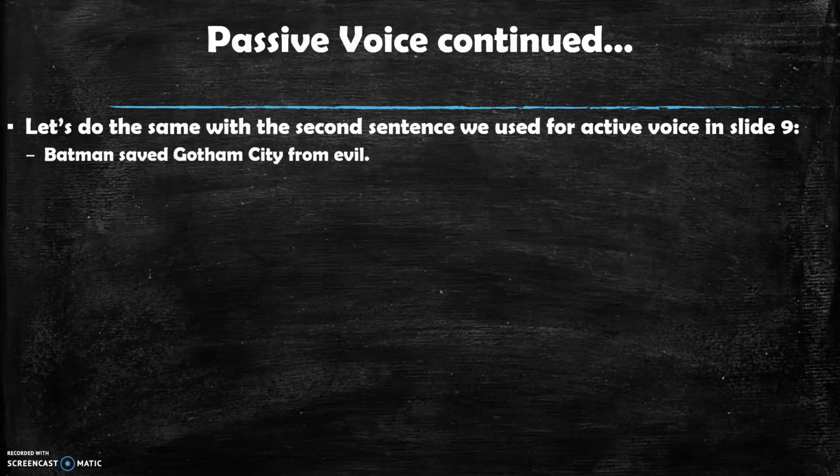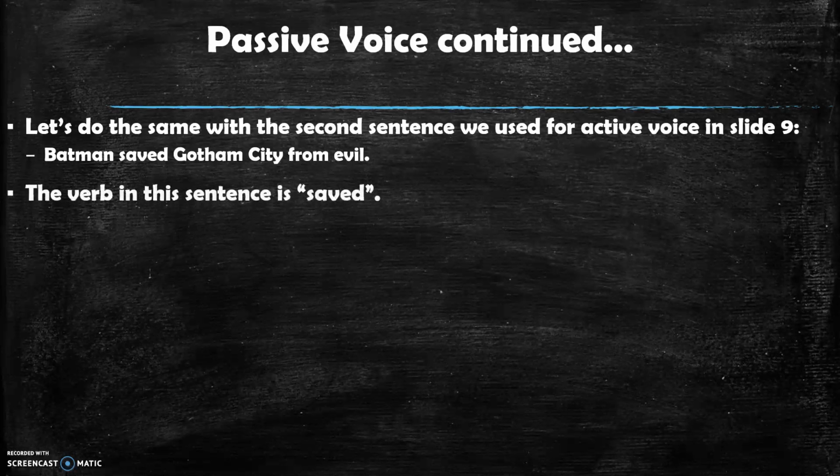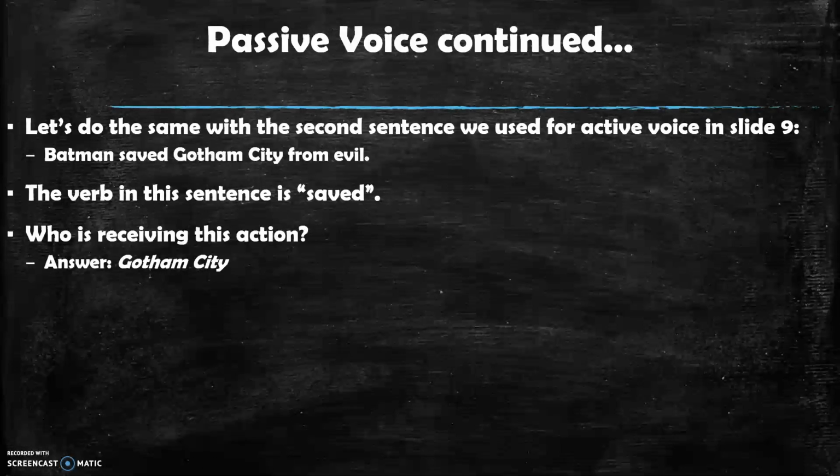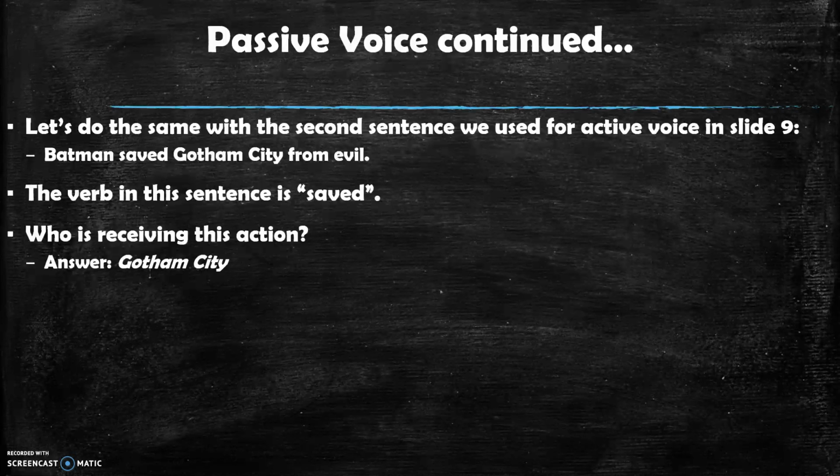So let's do the same thing with the sentence about Batman. So Batman saved Gotham City from evil. That was the original active voice sentence. The verb in the sentence is saved. What is being saved, though? Who is receiving the action of saved? The answer to that being Gotham City. Gotham City is the one that is receiving the action.